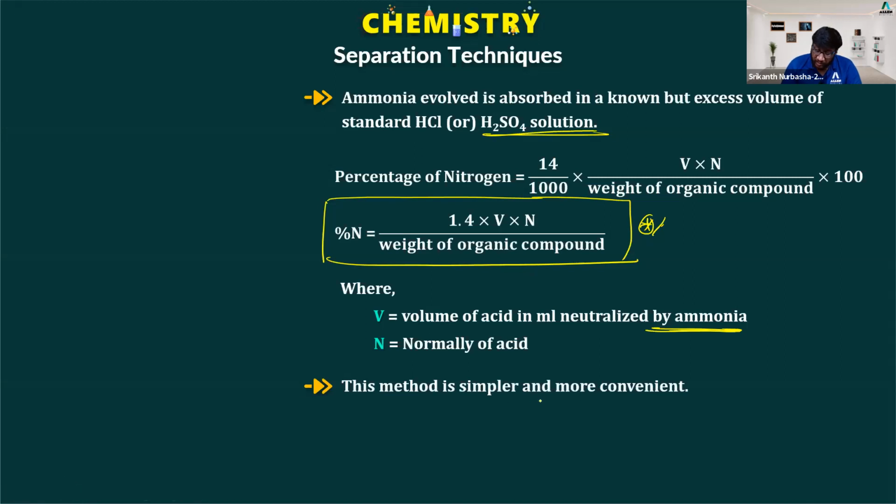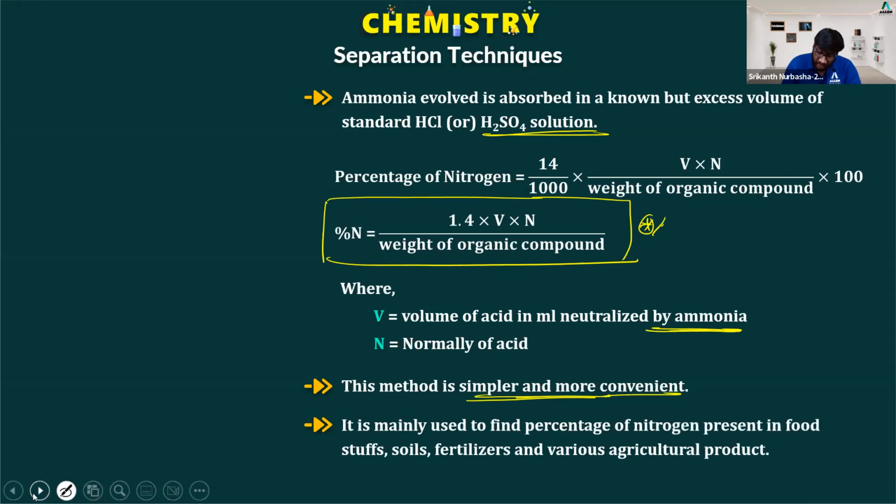So this method is simpler and more convenient. And it is mainly used to find the percentage of nitrogen present in foodstuffs, soils, fertilizers, and various agricultural products.